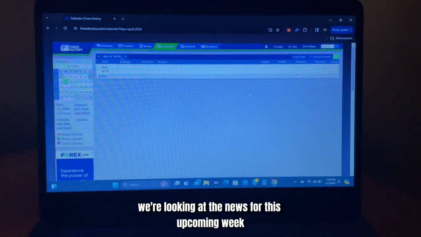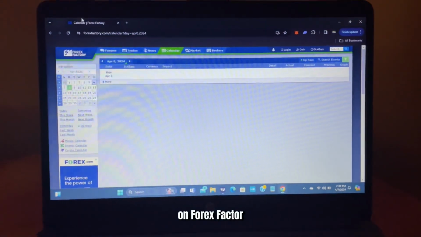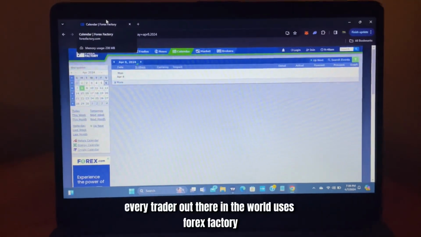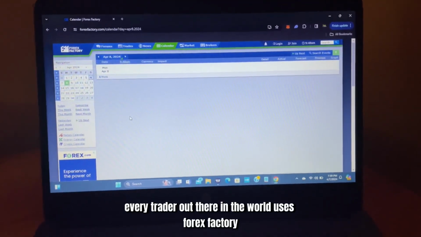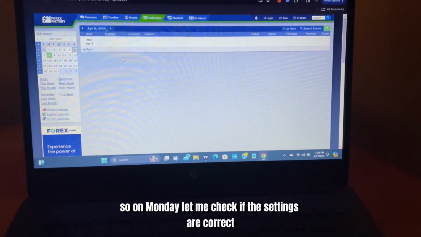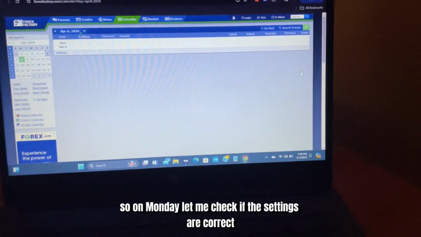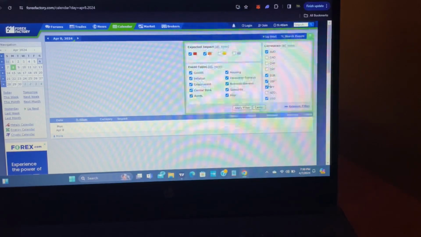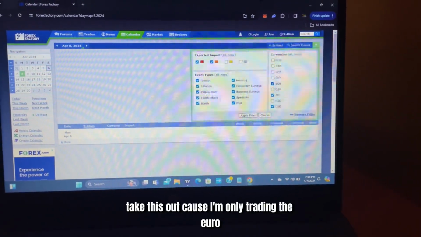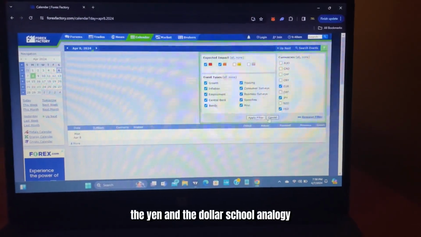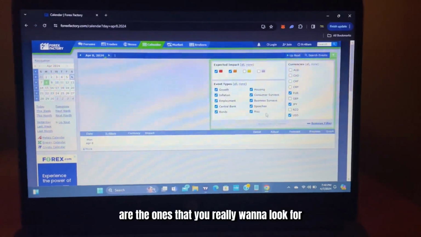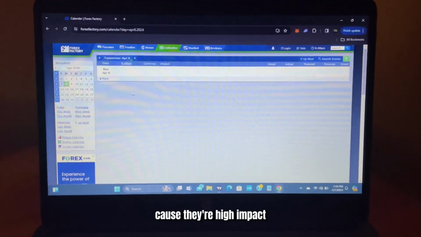Lastly, we're looking at the news for this upcoming week on Forex Factory. For those of you guys who don't know, this is very useful. Possibly every trader out there in the world uses Forex Factory for economic news and the economic calendar. So on Monday, let me check if the settings are correct. Just take this out, just because I'm only trading the euro, the yen, and the dollar. I'll just leave on the red folder and the orange folder because those are the ones that you really want to look for because they're high impact.